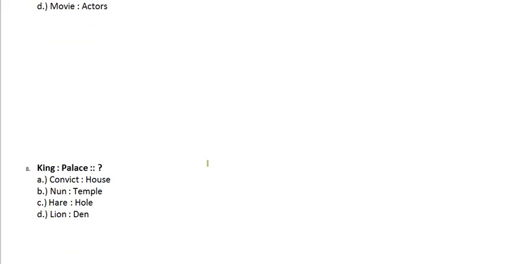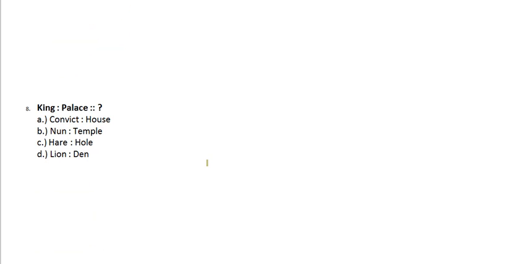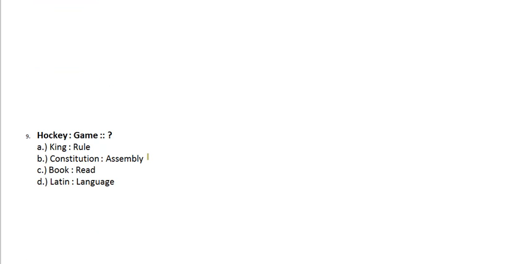Next question, king and palace. What is the relation in this? King lives in a palace. Similarly, the lion lives in a den. So next, hockey and game. How is it related? Hockey is a game, and here Latin is a language. Book, we read a book, but here it is related to what?